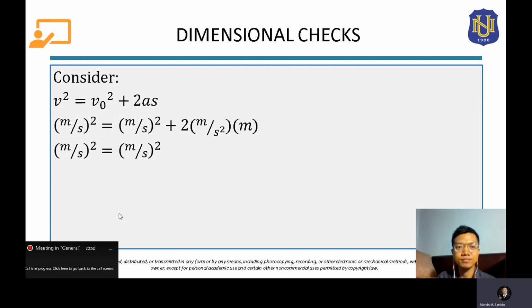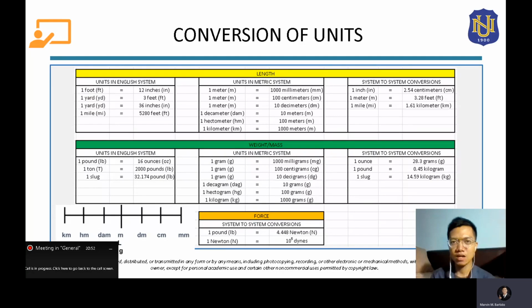Okay. So now let's talk about conversion of units. I know some of you have already learned this in your previous courses, but we have to recall this since this will be important to this course. Okay, you have to be knowledgeable in converting one unit to another because we're going to deal with units here in statics of rigid bodies.